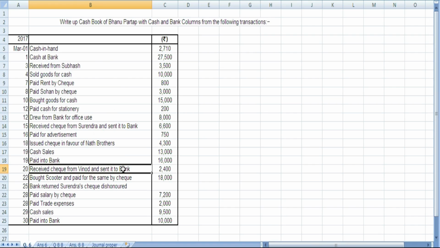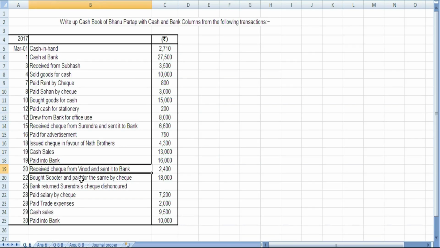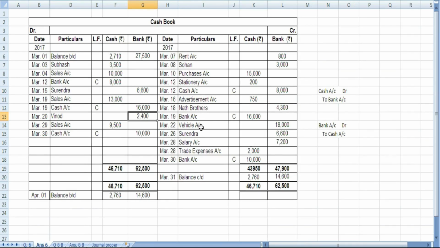So here what is the check? So bank debit to Vinod. So here March 20 on the debit side to Vinod, and in the bank column 2700. Then we have bought scooter and paid for same by check 18,000. So here vehicle account. You can write vehicle account or you can write even scooter. So we'll write here scooter. Okay, so paid by check.